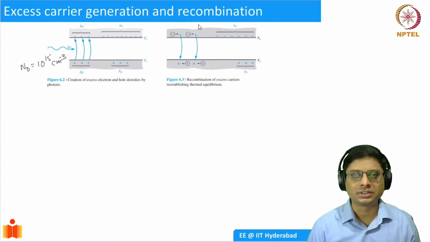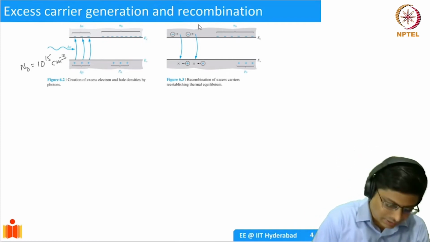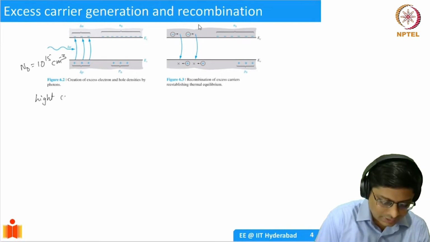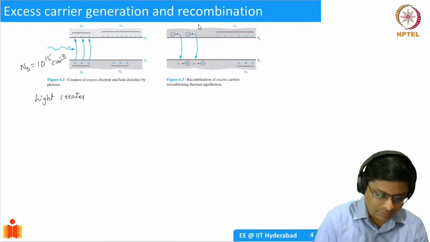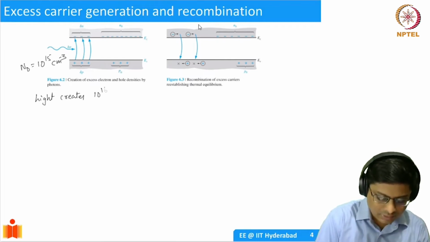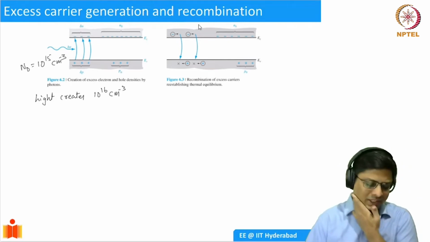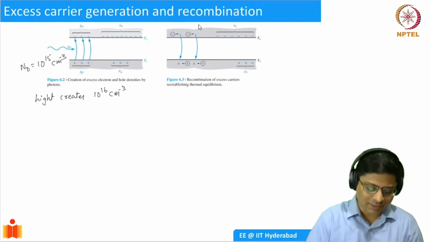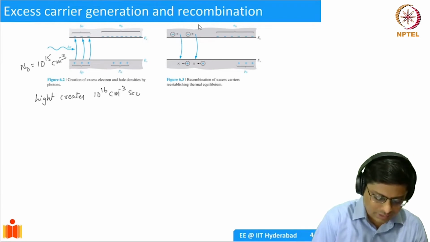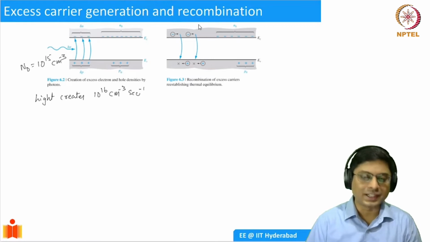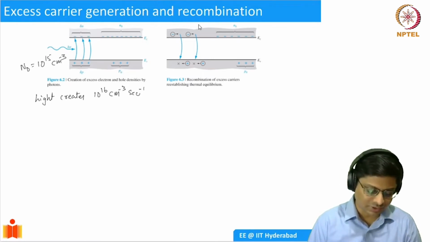We turn on the light suddenly. And this light creates, let's assume, 10 power 16 electron hole pairs per second. Let's assume this, so for 1 second you turn on the light. So what happens? The rate at which the electron hole pairs are created is this.